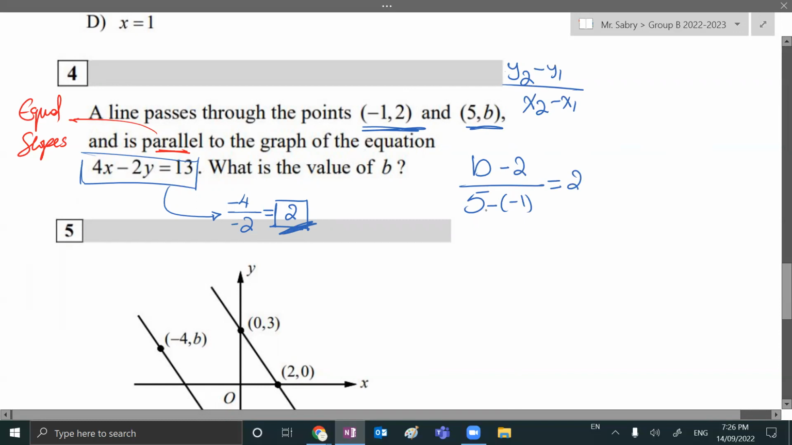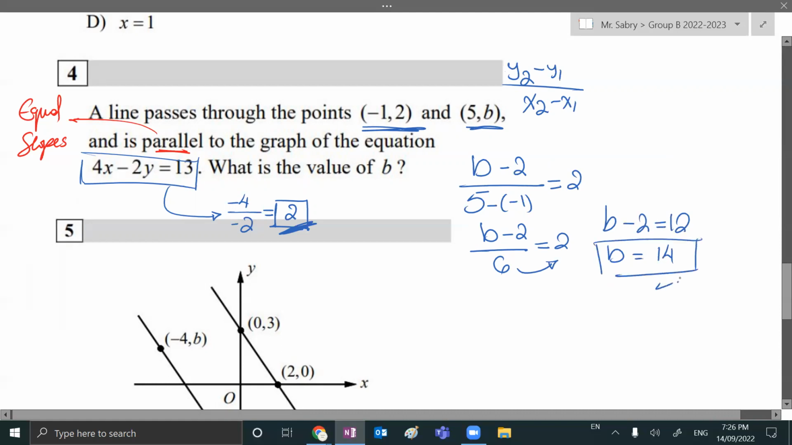So when I'm trying to solve, I'm just following basic math operations. B minus 2 will remain as it is, while 5 minus -1 can be simplified to become 6. All is equal to 2. Now, if I need to find B, I need to move everything next to the B to the other side, which means I need to move the 6 to the other side. So I'll have B minus 2 equals 12, which means that B is equal to 14, which gives me the value of B right away.